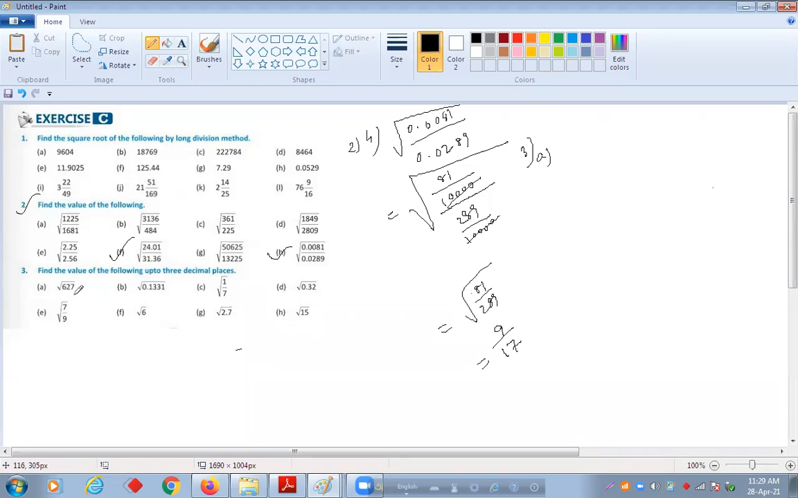Okay, now see root over 623. Sorry, 627. You need to find the value of this up to the 3 decimal places. When you are asked for that, you take up to the 3 decimal places. In that case, you will take 3 pairs of zeros or 4 pairs of zeros. 627.1234. That means 2 pair, 3 pair, 4 pairs. 1, 2, 3, 4 pairs of zeros I have taken. Now I'm finding the value of it.